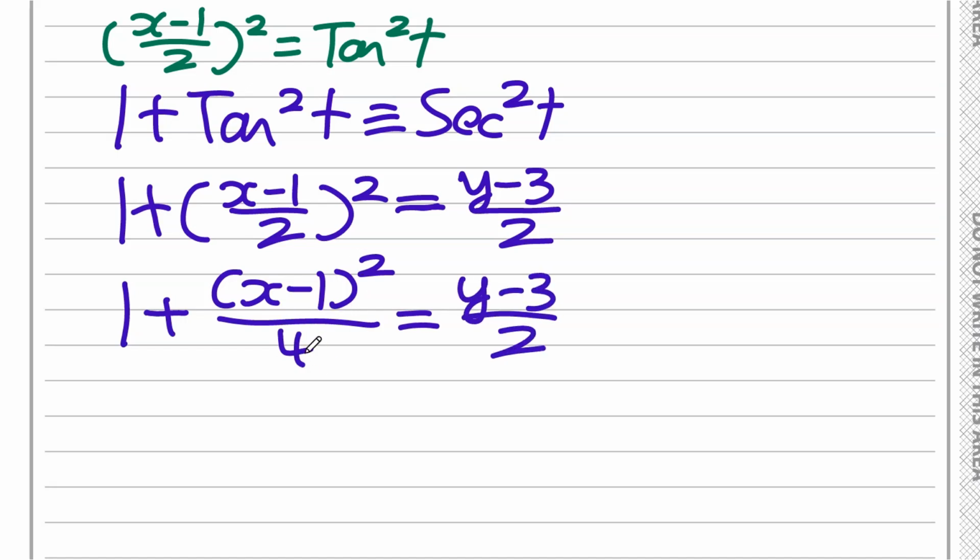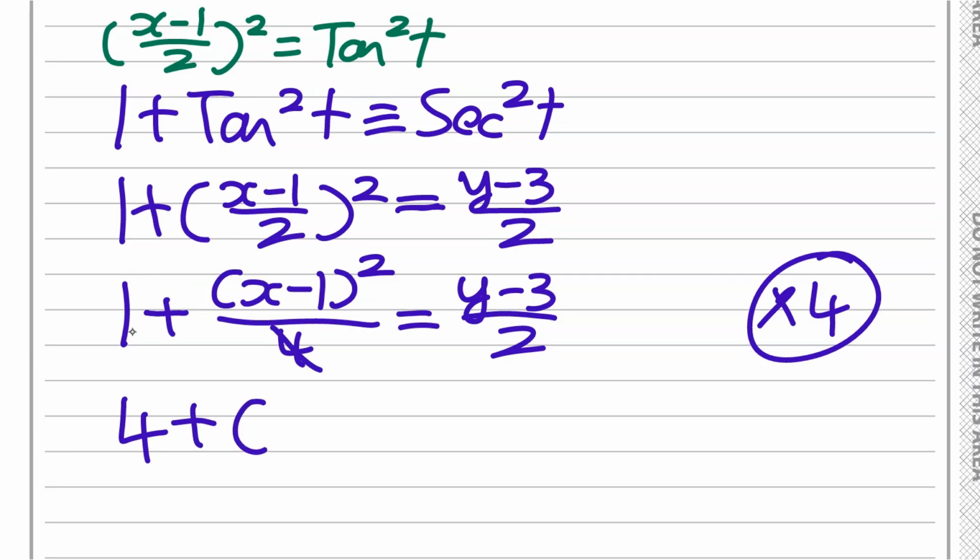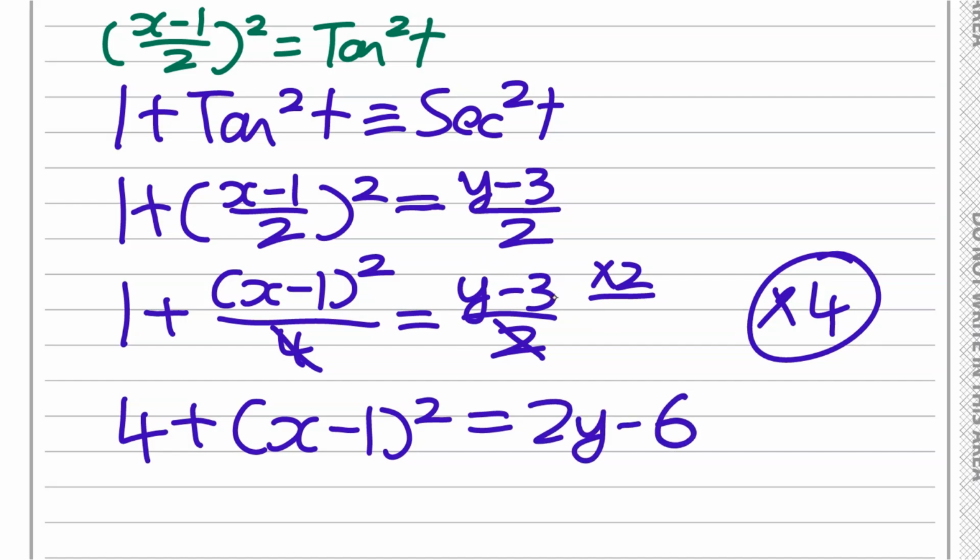Now here we have this 4 denominator, so let's multiply everything in this equation here through by 4. So if we do this, it's going to be 1 times 4, which is equal to 4. Then this denominator is going to cancel out and leave us with x minus 1 squared, and this is equal to, so 4 times this here, this 2 denominator is going to cancel out, leave us with times 2 of this y minus 3, which is going to be equal to 2y minus 6.